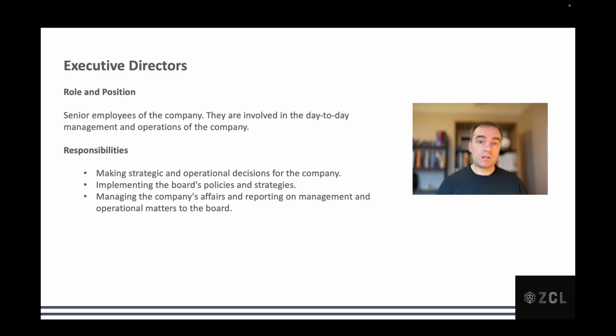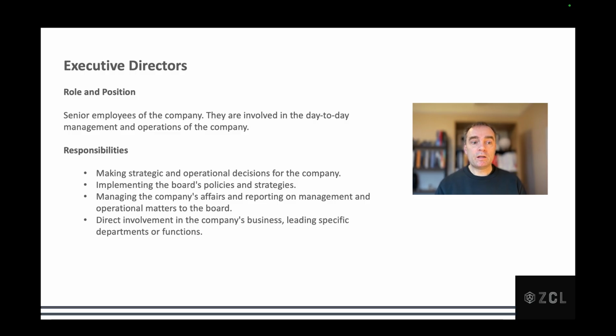They also have to manage the company's affairs on a day-to-day basis, and they have to report back to the board on management and operational matters. If there are HR issues, if there are technical issues, commercial issues, or if there's news to report on financial matters, the executive directors report all of this back to the board so that the board can have an informed view as to how the business is actually going.